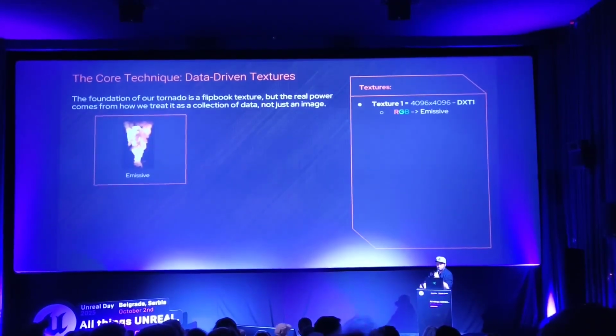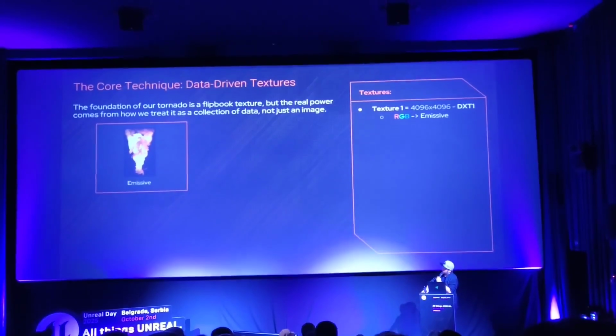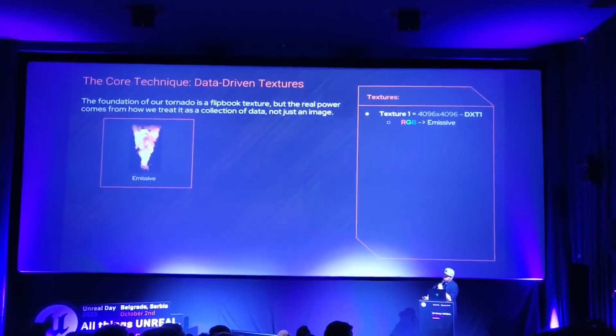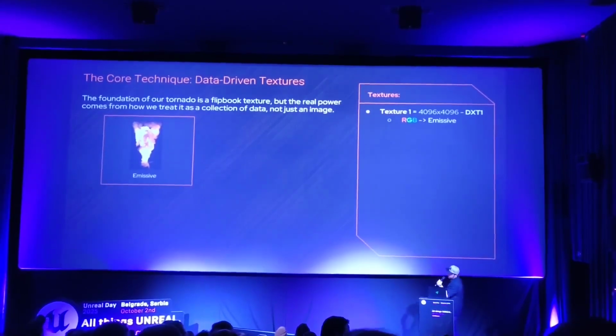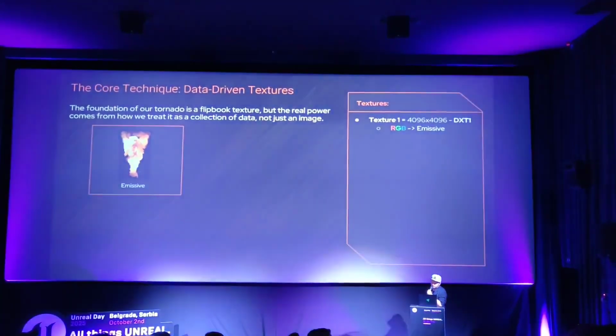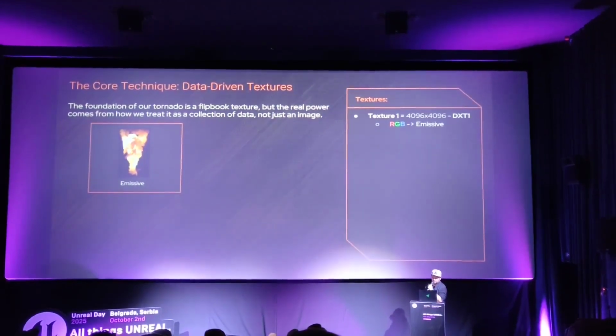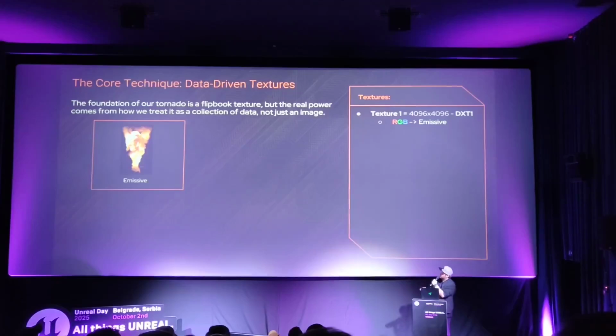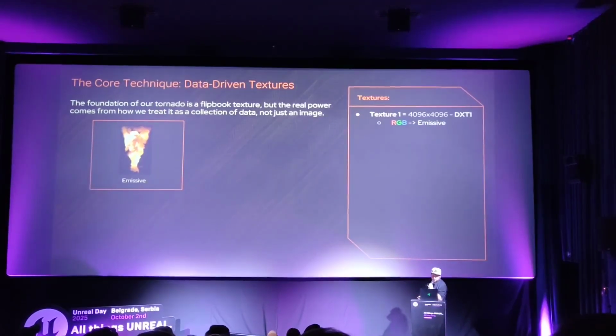The first texture is the emissive for the fire effect. We keep this texture in 4K, and we use DXT1 compression, which compresses only the RGB values and doesn't allow alpha channels. By using this, we save a bit of memory here. Yeah, I told you it was going to be a bit more technical. Cool.